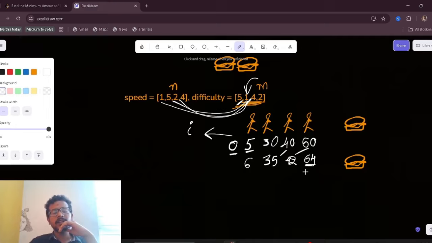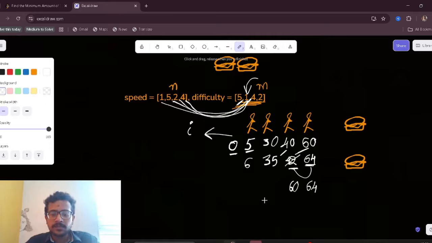But see here, 64 and 42. What is the time taken by this chef 3? Chef 3 is taking only 4 minutes. Now, why shouldn't I just start my iteration from 60 itself? So I'll do that. 60 and then here 64. This is the whole intuition of this question.